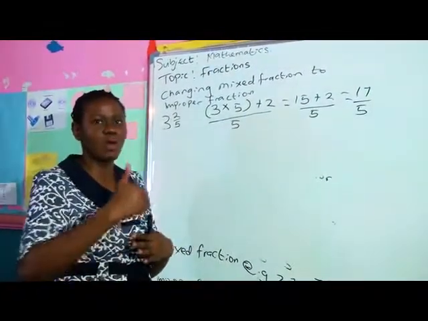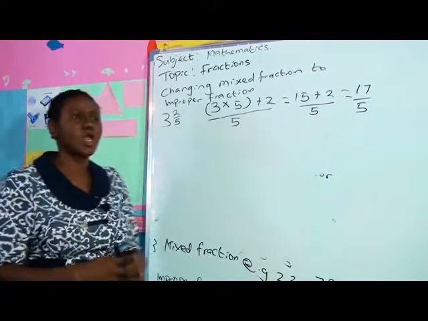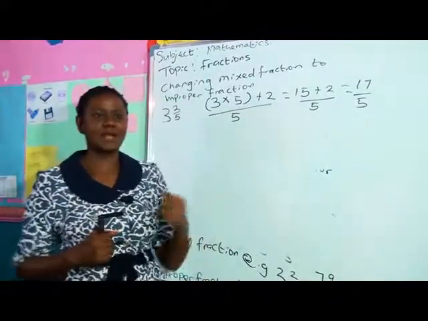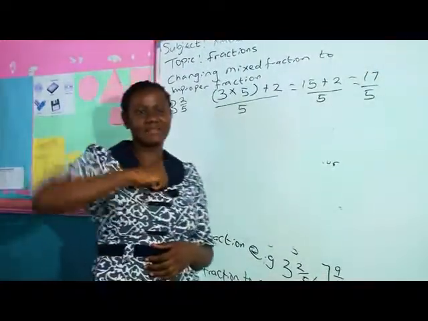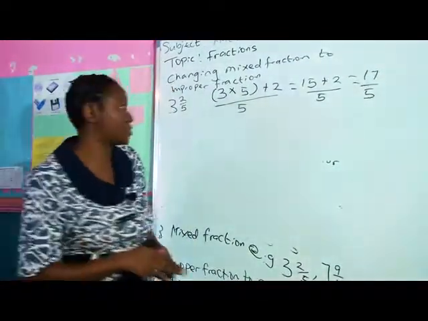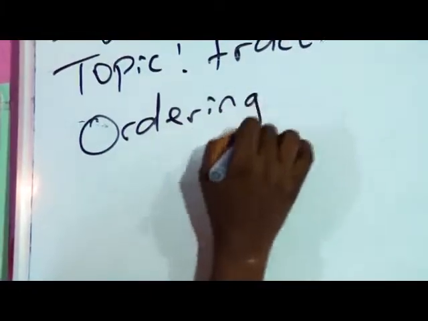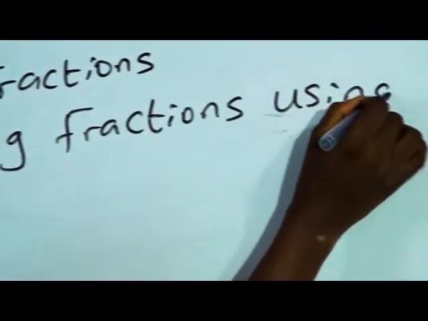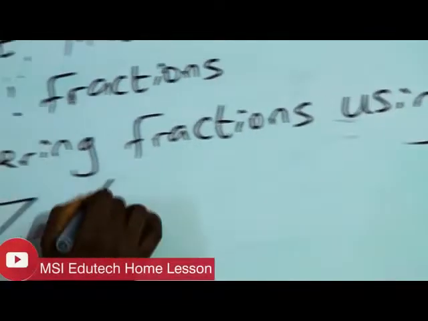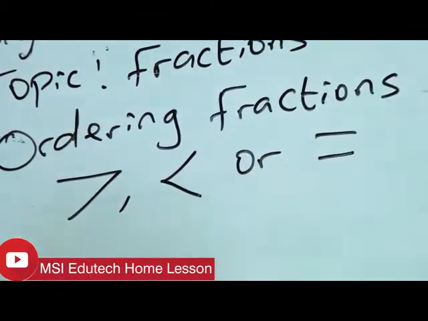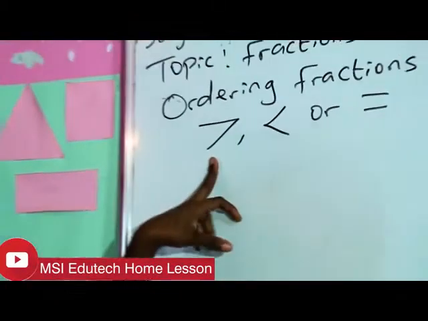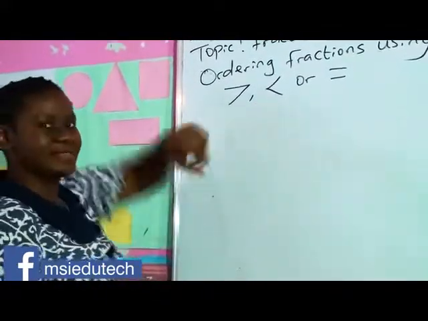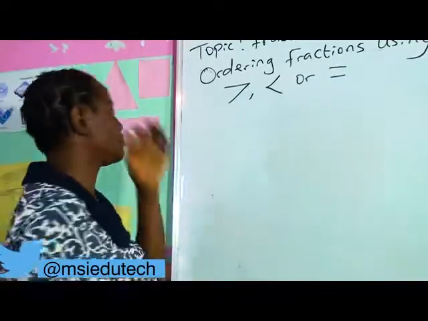Now, let's move on to ordering fractions. We want to order fractions. We want to arrange fractions. We could use terms like greater than, less than, or equal to. This is the greater than sign, your right hand; less than, your left hand; and equal to.